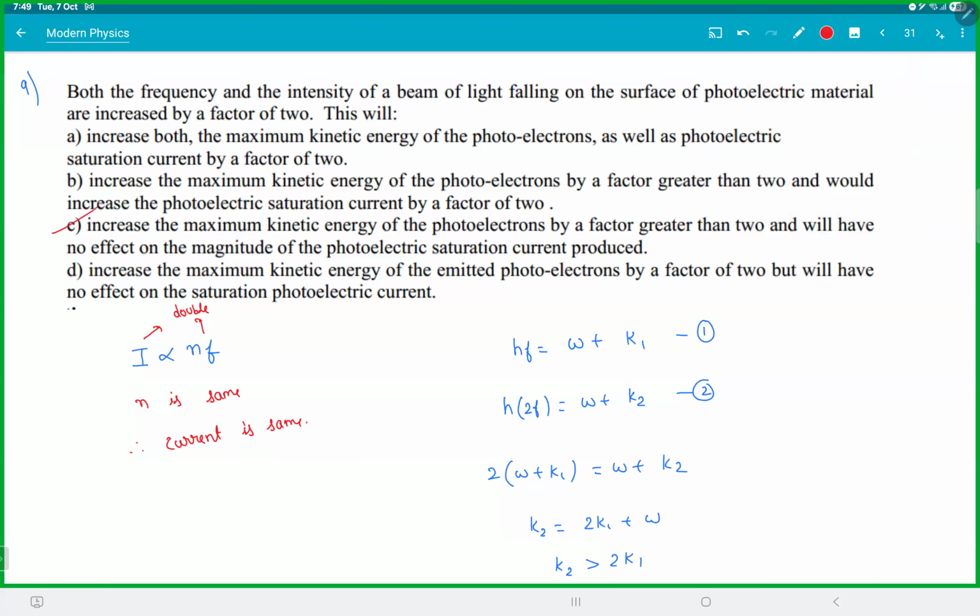It's a pretty good one. You combine the previous two questions into one. So the current remains the same, whereas the kinetic energy will be greater than double. Clear with this?